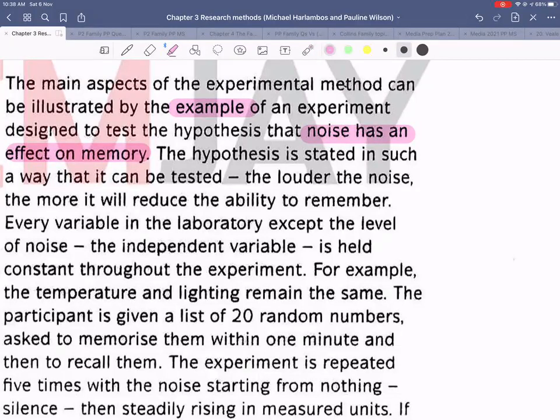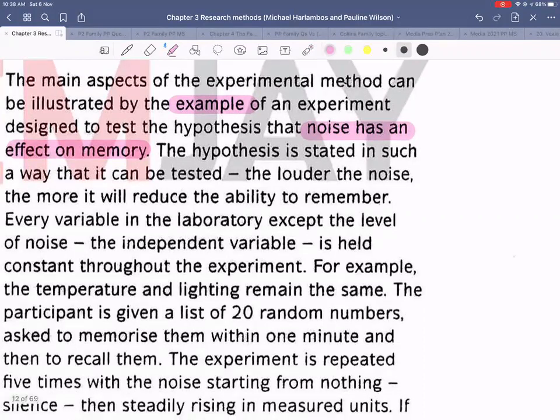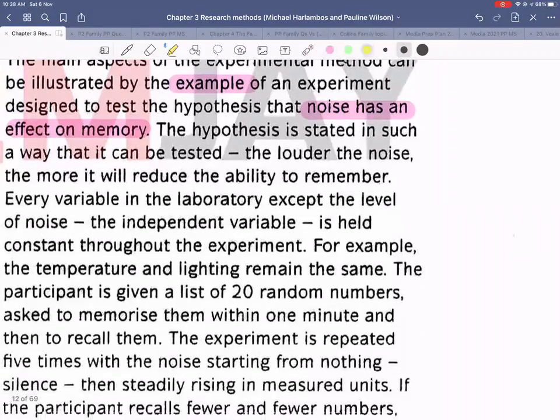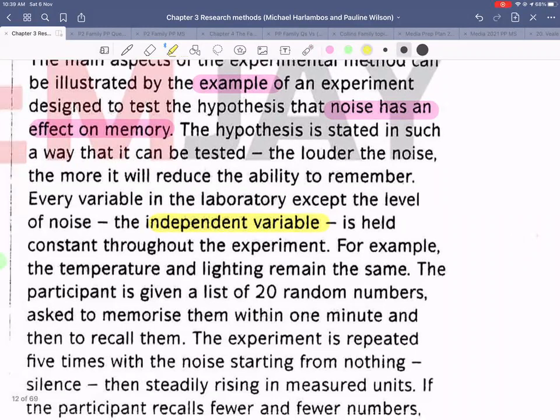Every variable in the laboratory except the level of noise, that is the independent variable, is held constant. Now, this is what I was saying. Remember when I was saying लाइट के अलावा बाकी जितने भी वेरिएबल्स है, आप उन सारे वेरिएबल्स को कांस्टेंट रखेंगे, तभी आपको पता चलेगा कि लाइट का इफेक्ट हो भी रहा है या नहीं हो रहा, right? Now, for example, the temperature and lighting remains the same.